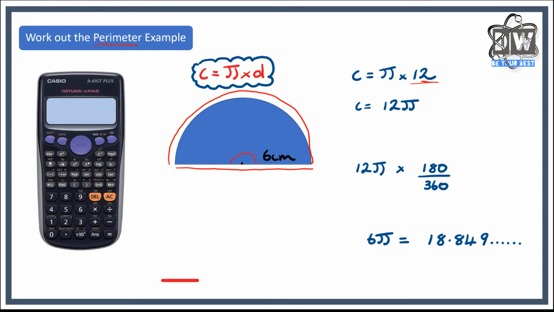So very simply, we're going to take our 6 pi and add 12 to it, because the distance from here to here is 12 centimeters, because that's our diameter. If we put that into our calculator, remembering to use the shift pi button, we press 6, then shift, then pi, then plus 12 and press equals. That will give us 30.849, or 30.85 as our answer to 2 decimal places.